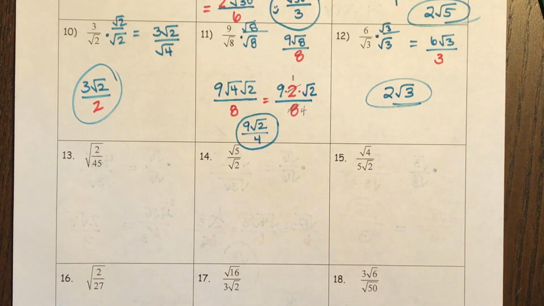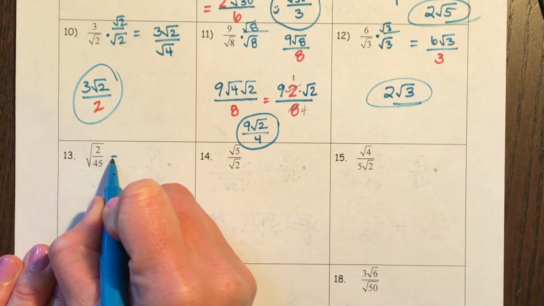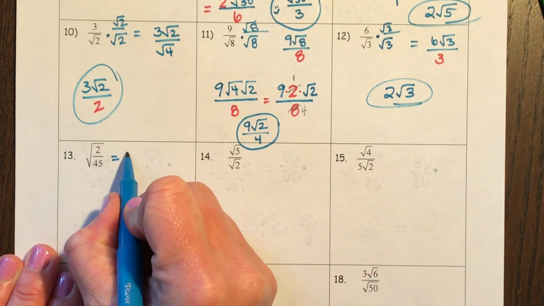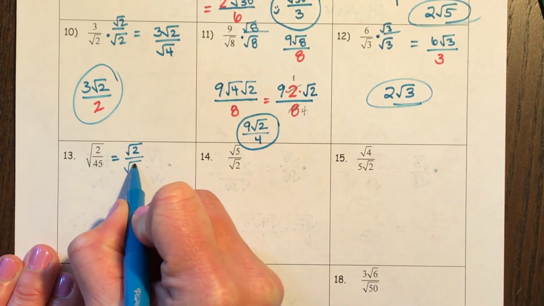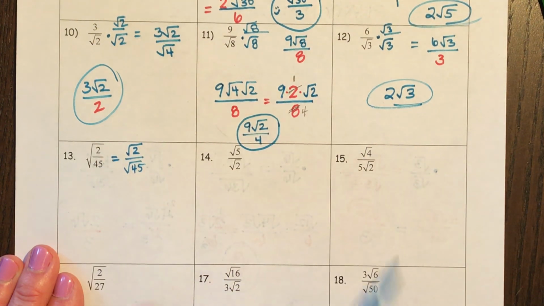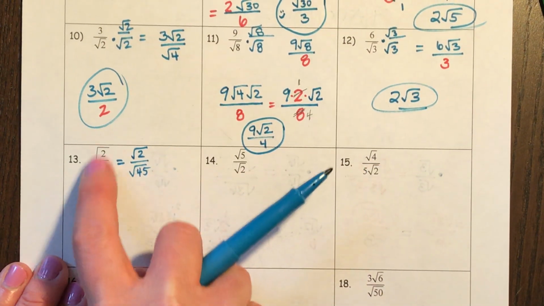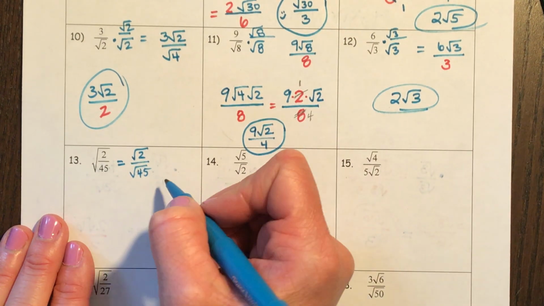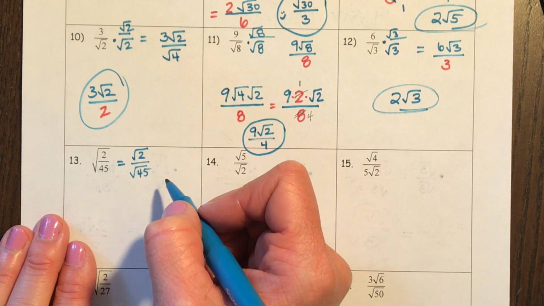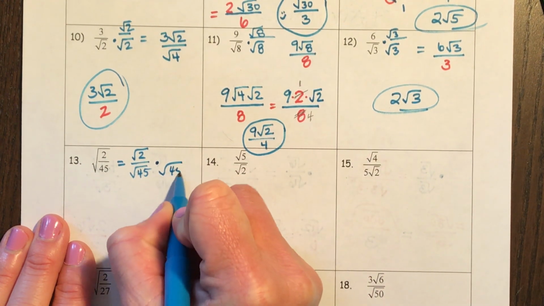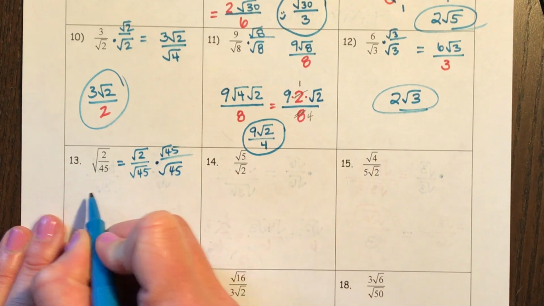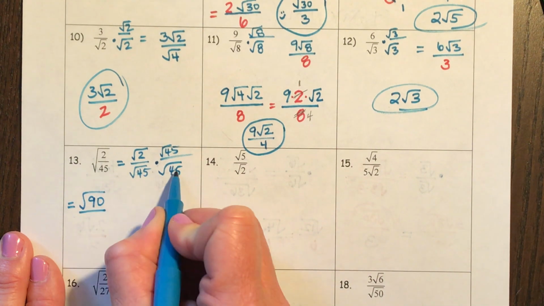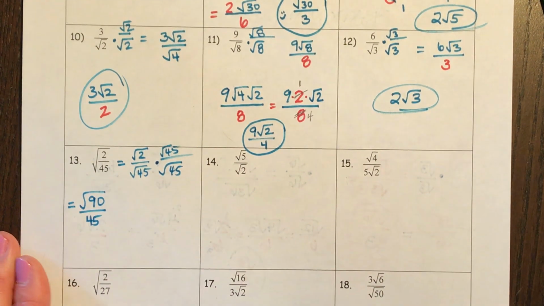Okay, number 13. Our quotient property from the previous video that you watched says that I can split up my fraction into 2 separate radicals. Now, I can't reduce the 2 and the 45, so I'm just going to leave it as it is. If I could have reduced at this point, I would have, but 2 does not go into 45. So now what I'm going to do is multiply here by the square root of 45. Okay. 2 times 45 is 90. 45 times 45 is 45.